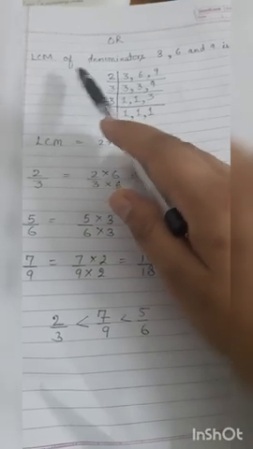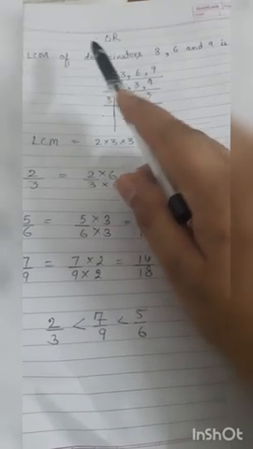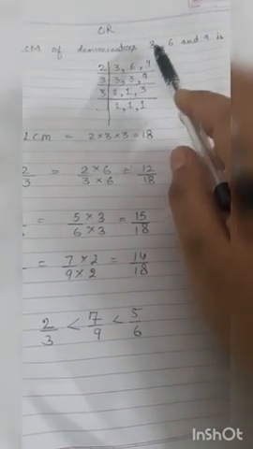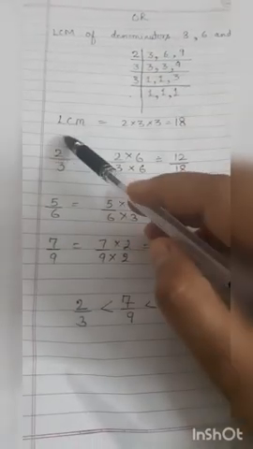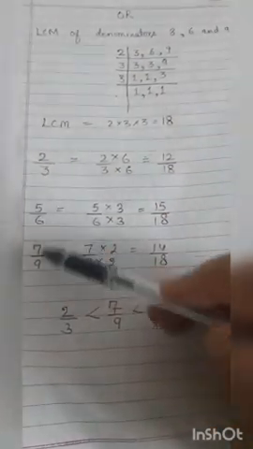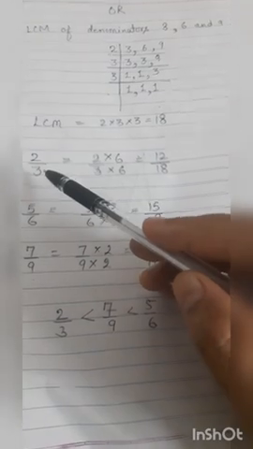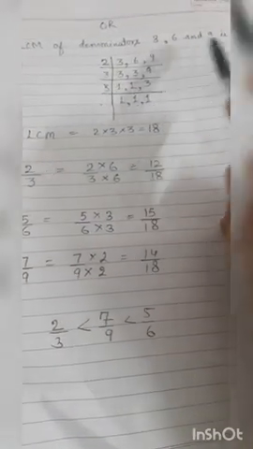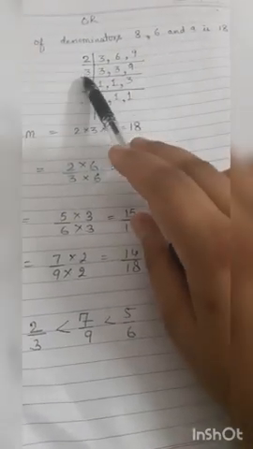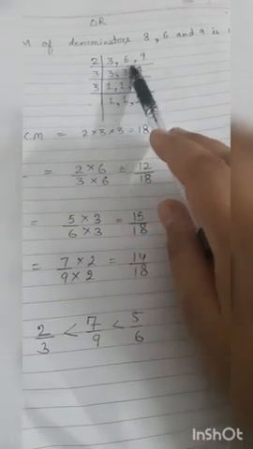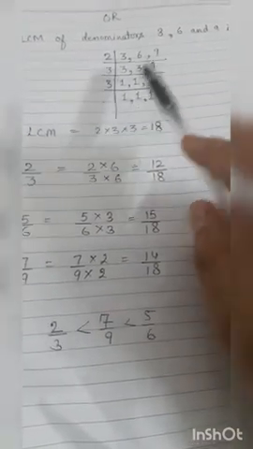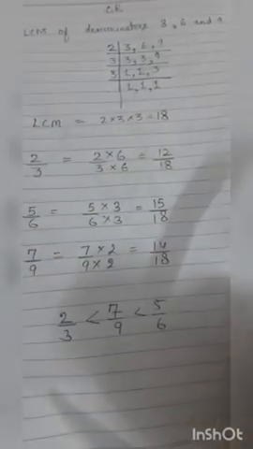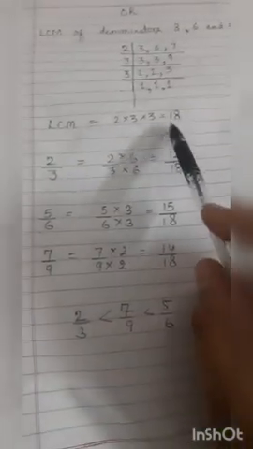First of all, we will find the LCM of the denominators, means the LCM of 3, 6 and 9. So the LCM of 3, 6 and 9 is 18. So first of all we will find the LCM, 18. Now we got LCM 18.